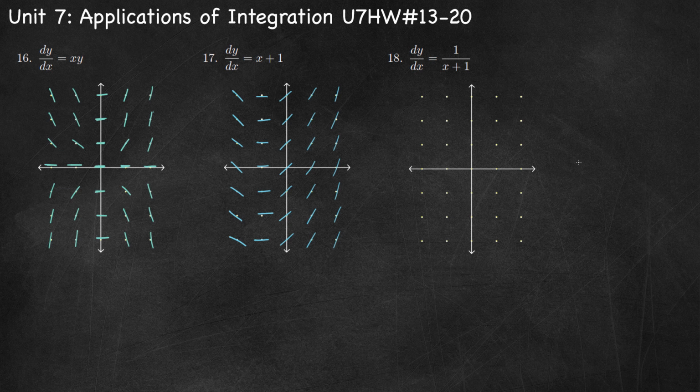Number 18, dy/dx equals 1 over x plus 1. Again, we have a slope equation that doesn't have a y in it, so this means our columns are going to match. Let's start with an x value of 0. When x is 0, the slope is 1. So everywhere x is 0, our slope is 1. When x is 1, our slope is 1/2. So imagine going up 1 over 2. When x is 2, our slope is 1/3, so even less steep.